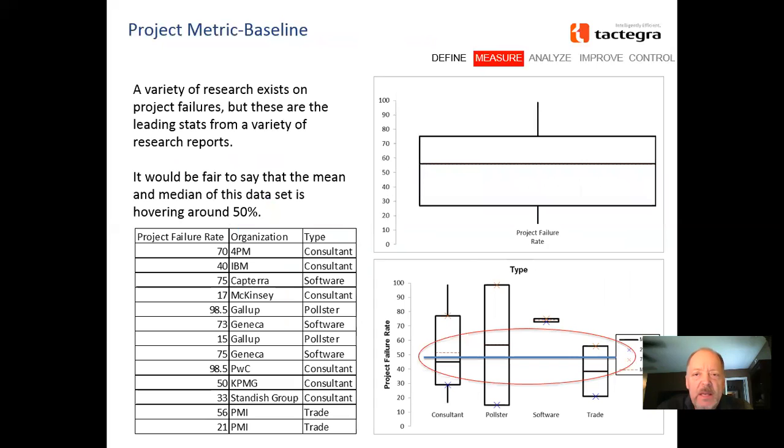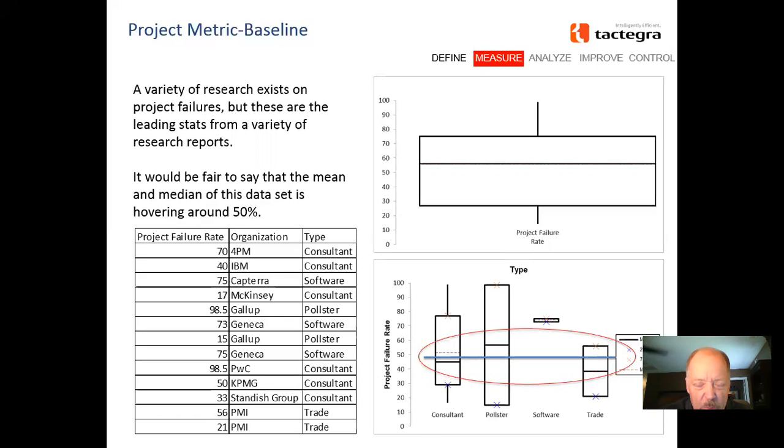The second piece that we did in the measure phase was to go out and look at all these different data sets, and we broke the data sets into four different pieces: consultants, pollsters, software companies, and then trade organizations. And then what we wanted to find out again was there's your range from 25 to 75%, with your 50% of the projects falling in there.